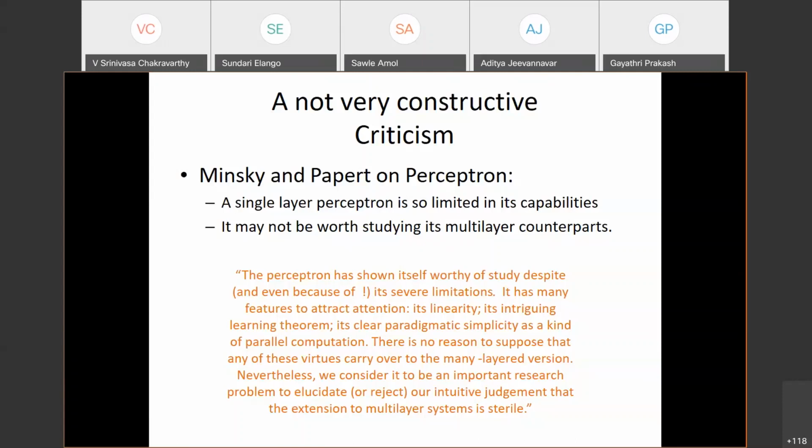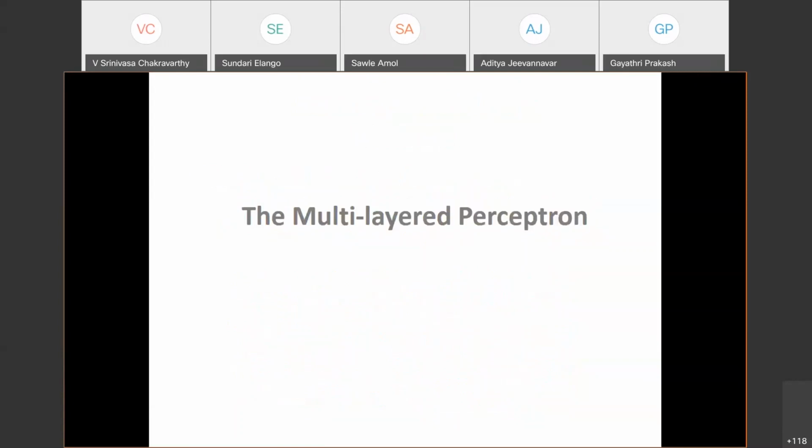Actually, there's one interesting study by a guy called Paul Werbos, who wrote a thesis at MIT, but nobody paid any attention to it. But in the 80s, things suddenly started picking up, and people started studying the multi-layered version of the perceptron, which has more layers. And since then, things have picked up in a big way.